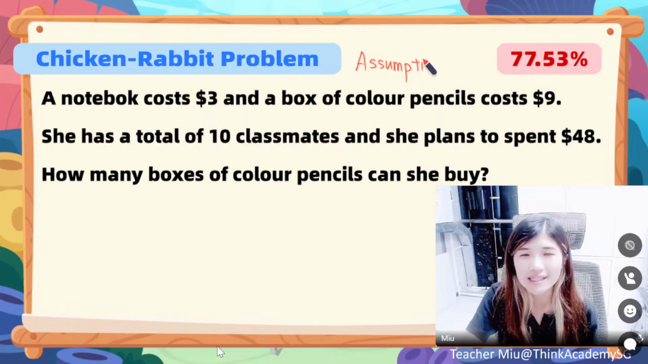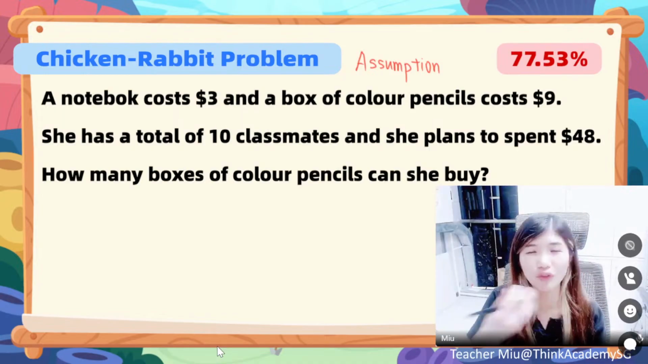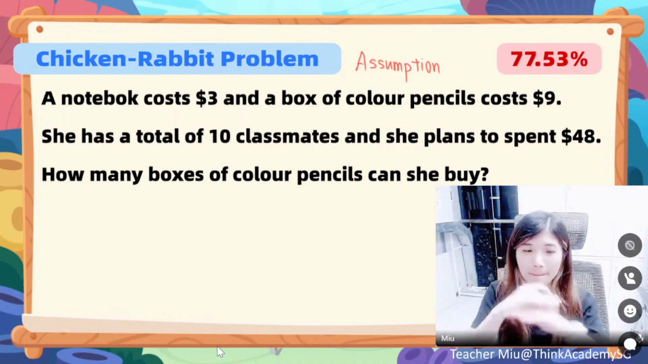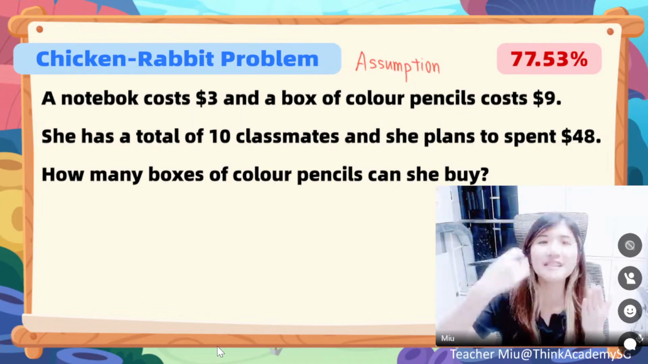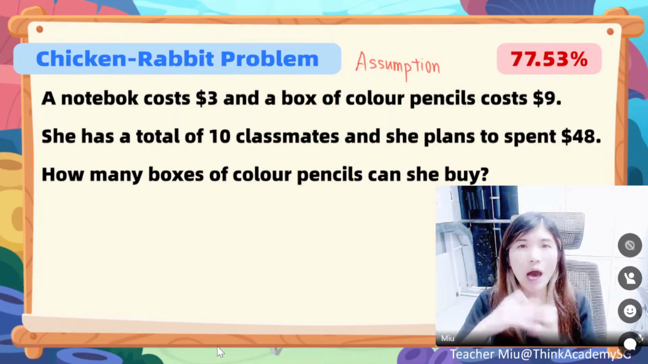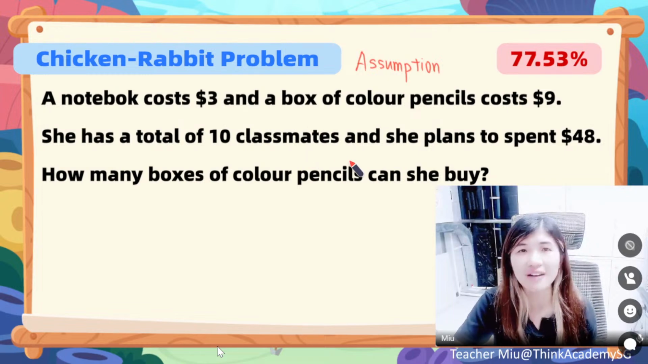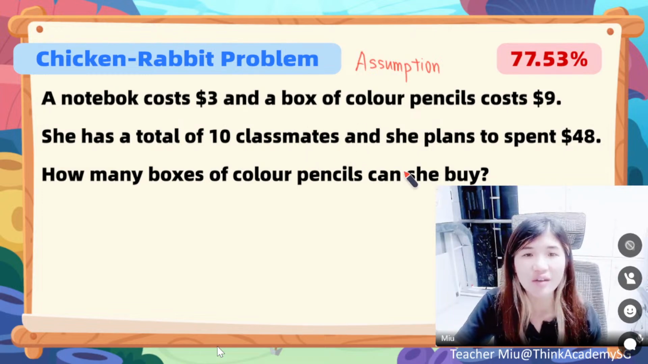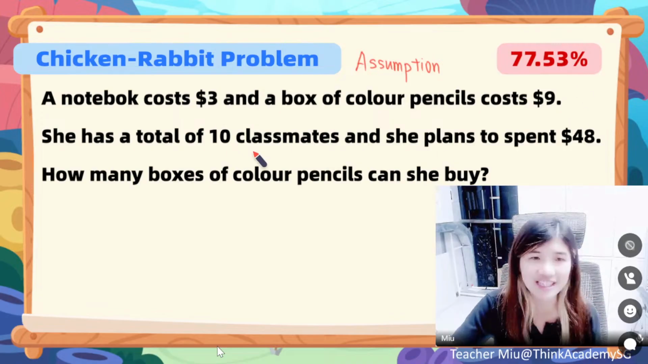For assumption method, that means we just assume all of those are chicken or all of those are rabbit. Then find out the big difference about legs. Then you can just transfer some of the chicken into rabbits by adding up legs to see how many rabbits we need. Same for this question, which is also in our daily challenge and chicken rabbit problem. We only get 77% of you correct. So let's just take a look at this question.